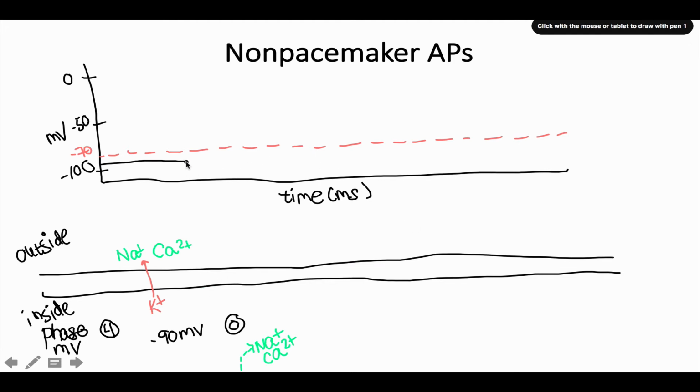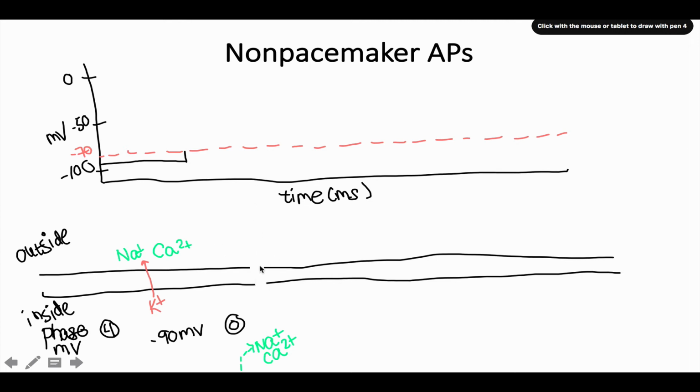So this happens fairly quickly, so it's going to be a pretty steep slope. Then once it hits negative 70, something interesting happens. Recall that all of these ions have what's called a voltage-gated channel, and voltage-gated ion channels are specific to a specific ion, and they open at a particular voltage, and they also close at a particular voltage. So the sodium's voltage-gated ion channel is going to open at -70, so that's why it's called the threshold potential.